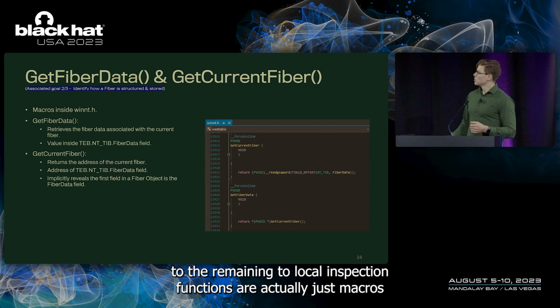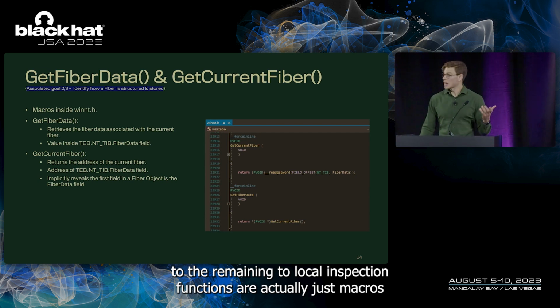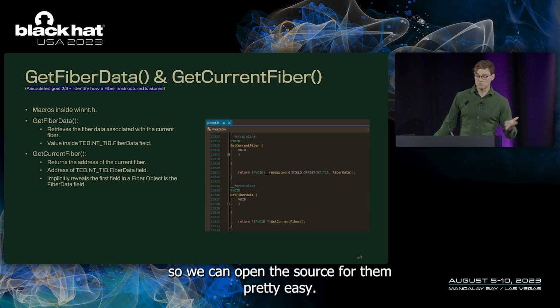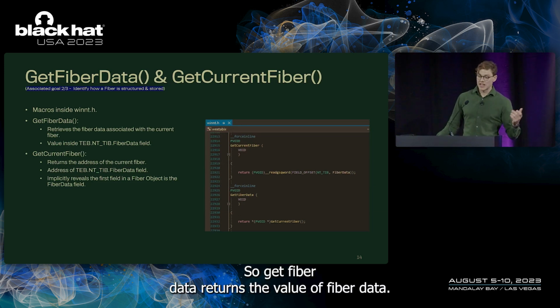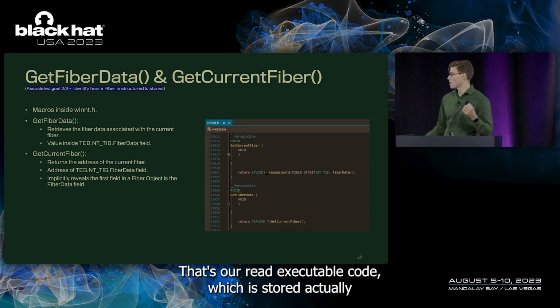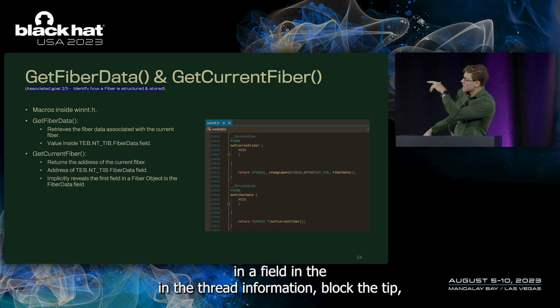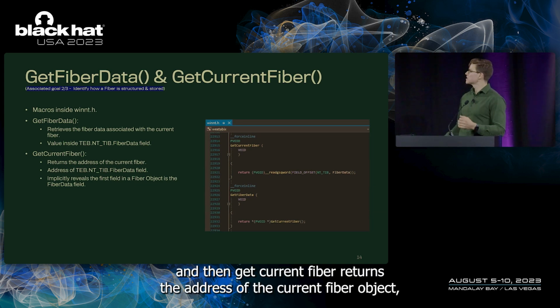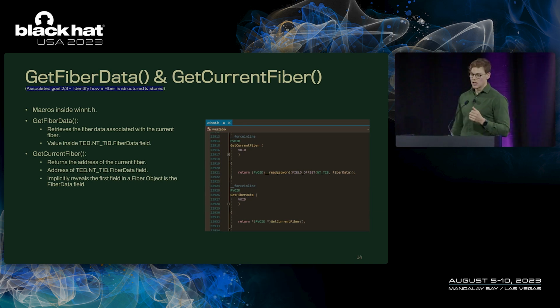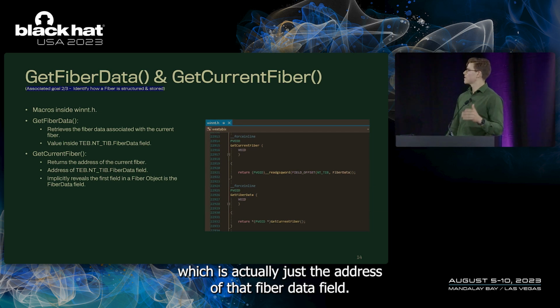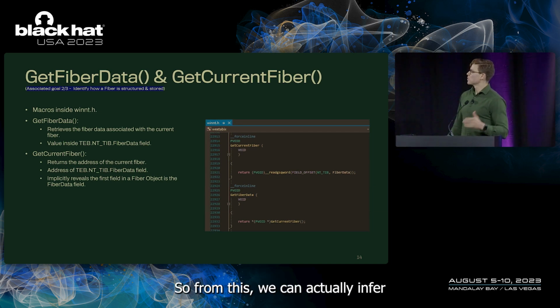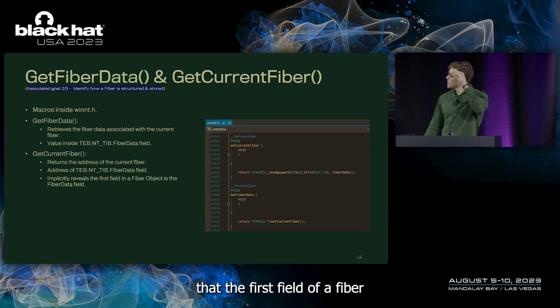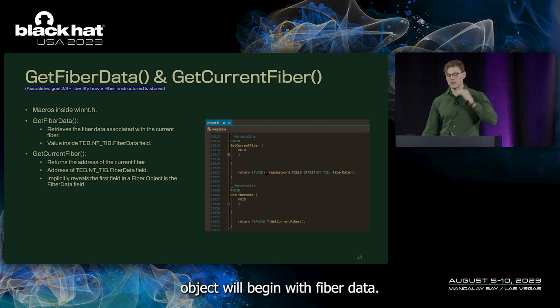The remaining two local inspection functions are actually just macros, so we can open the source for them. Pretty easy. GetFiberData returns the value of FiberData, that's our read executable code, which is actually stored in a field in the thread information block, the TIB. And then GetCurrentFiber returns the address of the current fiber object, which is actually just the address of that FiberData field. So from this, we can infer that the first field of a fiber object will begin with FiberData.